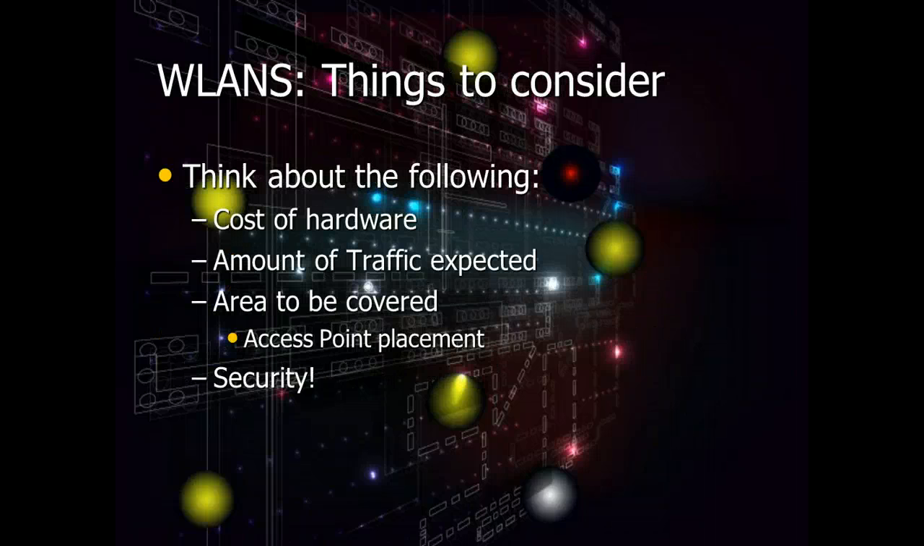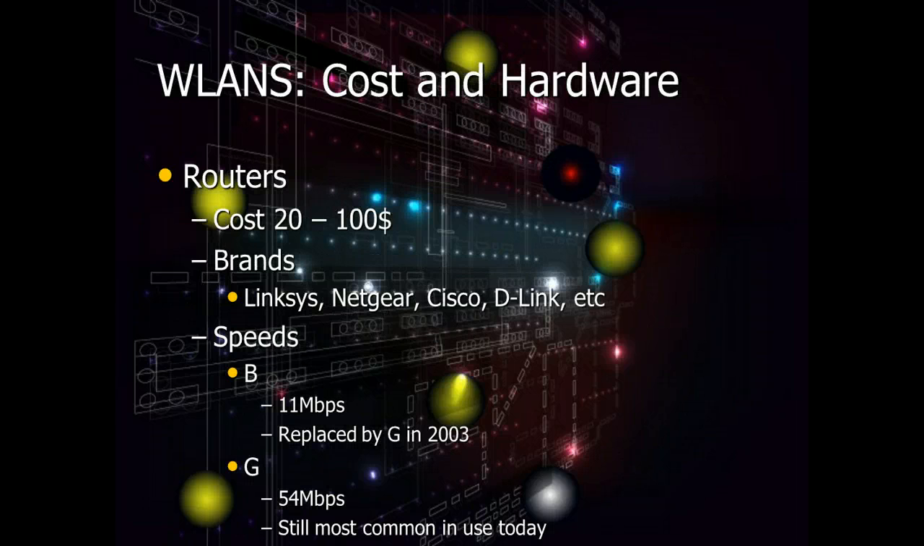Now we're going to talk about if you're going to use wireless networks at your home. Things you need to think about: the cost of the hardware, the amount of traffic you think you're going to get, the area you're going to be covering, and security. Routers cost anywhere between $20 to $100, sometimes more depending on what you get. Brands: Linksys, Netgear, Cisco, D-Link, etc.